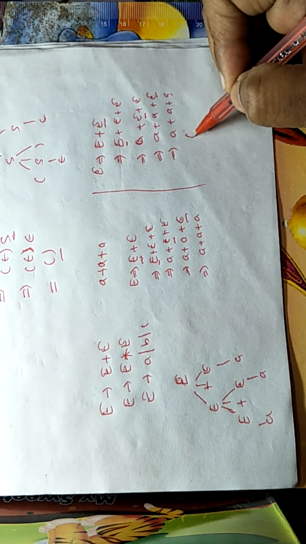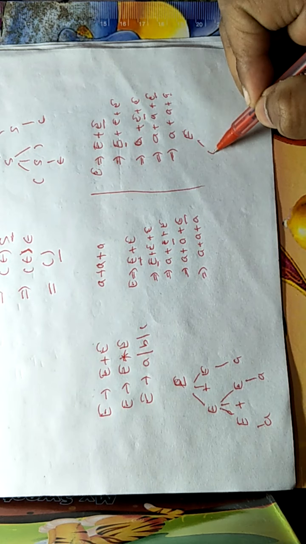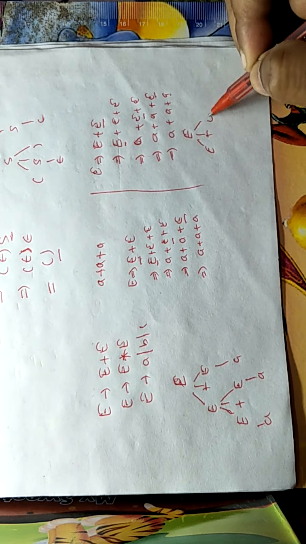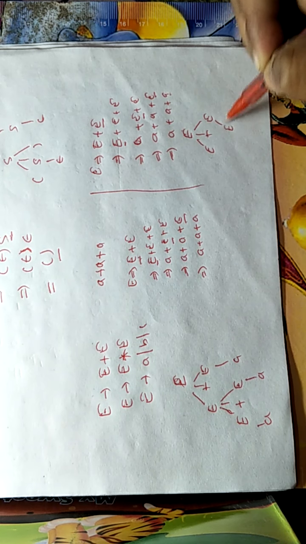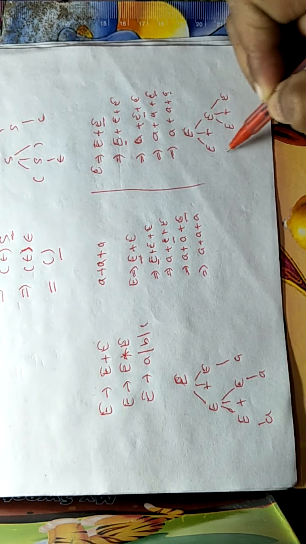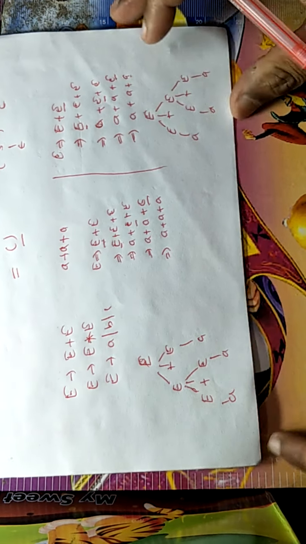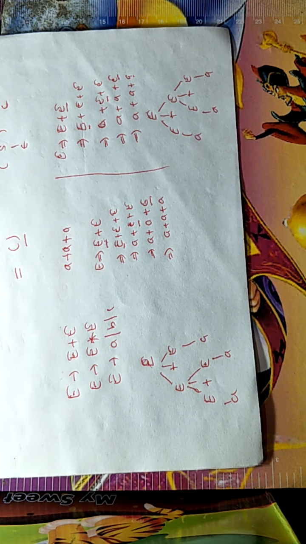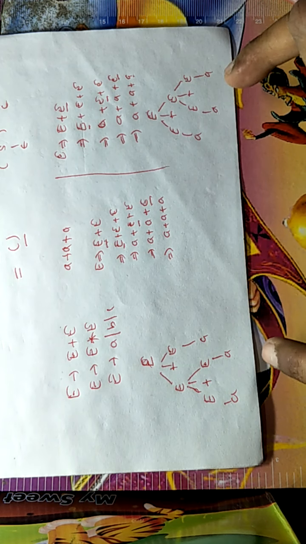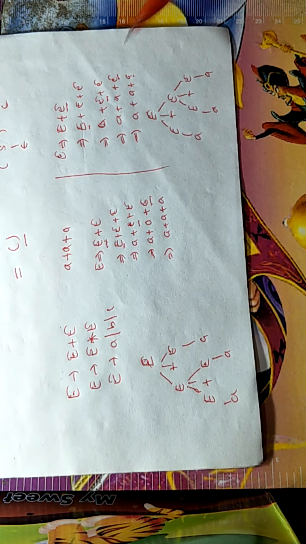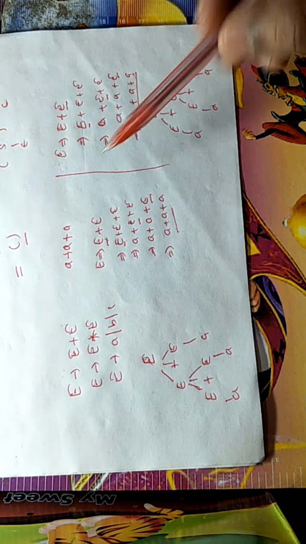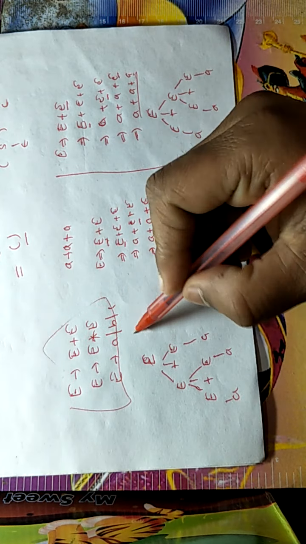Here the derivation tree will look like E plus E, replacing this E by E plus E, and replacing it by A, it by A, it by A. So there is a clear difference between these two parse trees. These two parse trees are different for the same string. So this particular grammar is ambiguous.